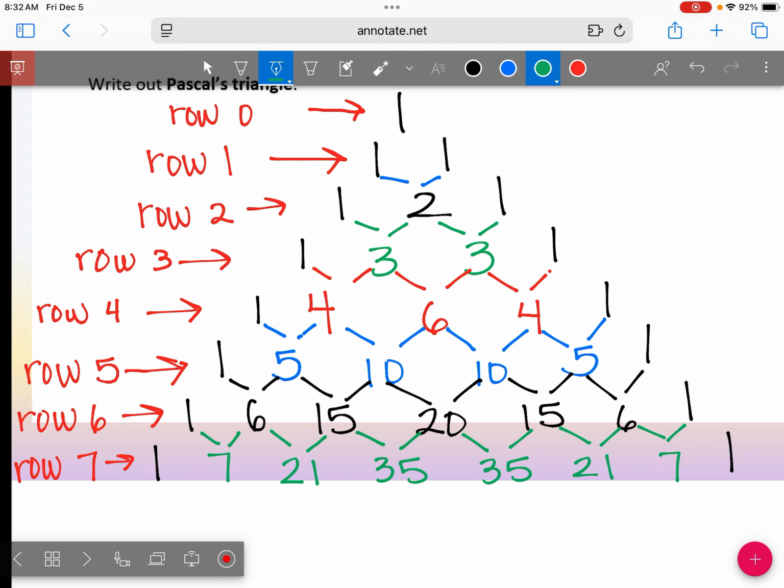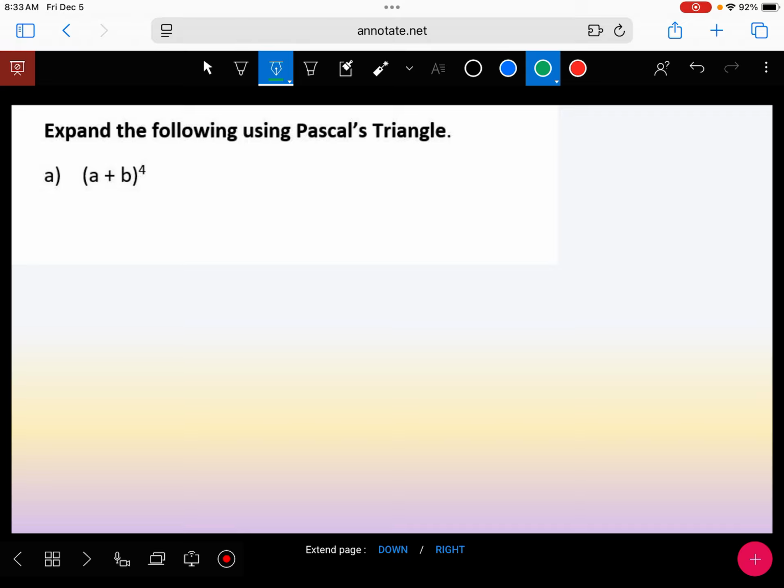Okay, and again, it just keeps going. It doesn't end. So now, how does this apply to binomial expansion? So in the past, we would make boxes to multiply. But if I'm asking you to multiply something to the 5th power, making boxes is going to take a long time, which is why we use Pascal's triangle for higher exponents. So let's go ahead and look at this first one.